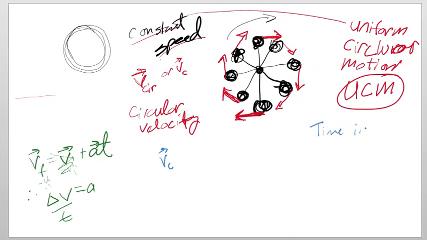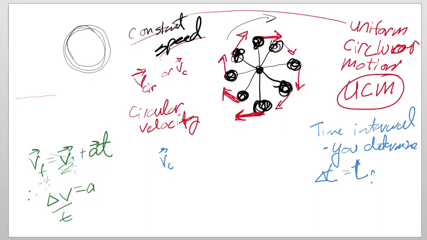Time interval. Okay, you decide, you pick it, you determine. So you determine when a time interval is. Basically, it starts whenever you start your stopwatch, and it ends whenever you click it off. So we would say that it is delta t, so that's your final time minus your initial time.